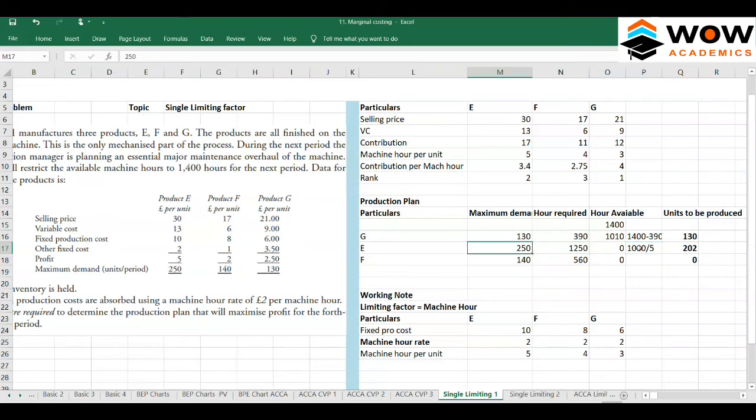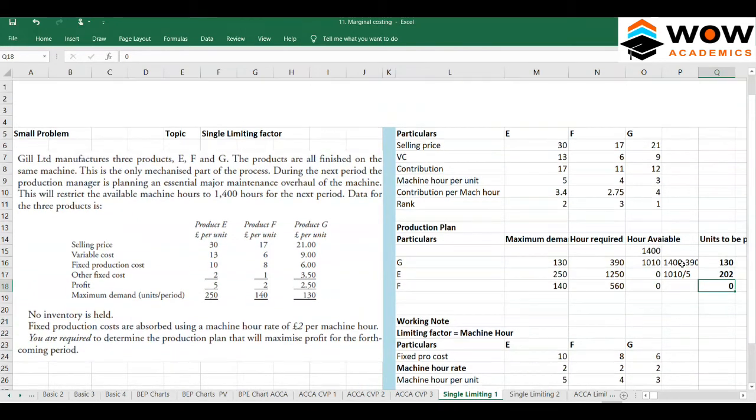So how much we can produce is 1010 hours divided by how many hours it takes to produce 1 E. It takes 5 machine hours. So 1010 divided by 5 gives you 202 units. So we have effectively used all the hours. Thereafter it is 0 only. So that's about the concept here. Our production plan is to produce G 130 units and E 202 units. F, we don't have sufficient hours to produce.